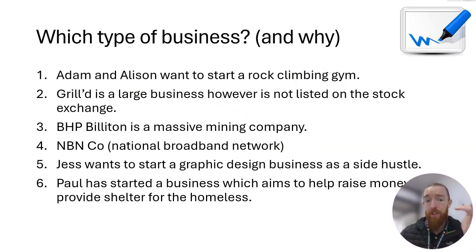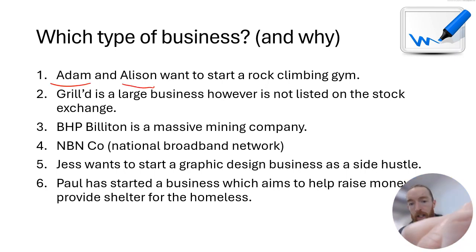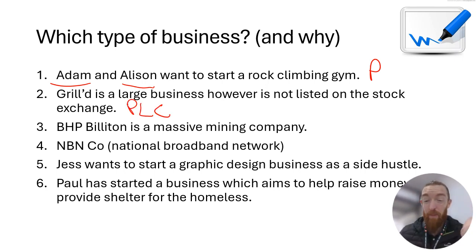So if we look at a few situations to try and apply these, which type of business and why? If we've got the first one here, if Adam and Alison want to start a rock climbing gym, well, there are two owners there. That is likely to be a partnership. Grilled is a large business, but it's not listed on the stock exchange. Well, that's likely to be a private limited company because they're not listed on the stock exchange, but there's probably up to 50 owners.